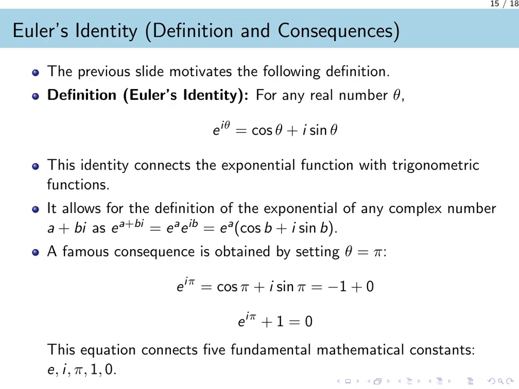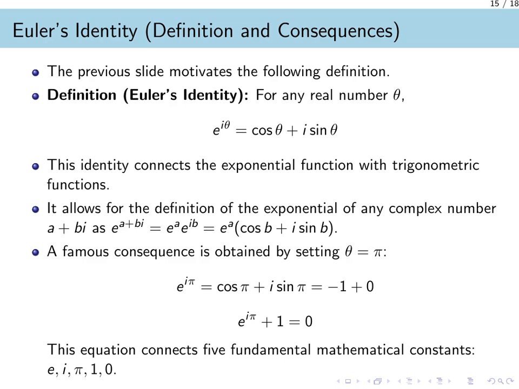This identity defines the quantity e raised to the power of i times theta as being equal to the cosine of theta plus i times the sine of theta. A major benefit of this is that it allows us to find the exponential of any complex number, say a plus i times b. The exponential e raised to the power a plus ib becomes the product of e to the a and e to the ib. Applying the identity, this simplifies to e to the a multiplied by the quantity cosine of b plus i sine of b.